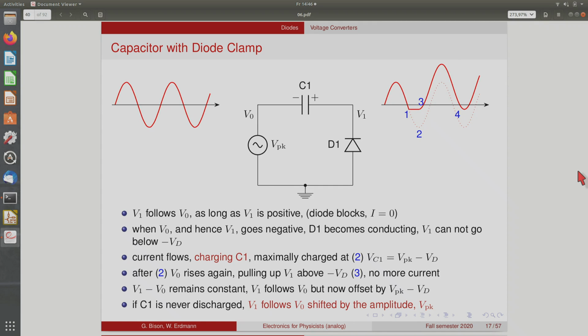So you charge it while it's negative, and then you lift it up, okay, without current flowing through the capacitor. This is sometimes also called the principle of the flying capacitor. So you charge it in one position, and then you disconnect it, which is here done by the diode, and then reconnect it in another way, and then you have the same voltage difference, but at another potential. Does that make sense? So this is the fundamental principle behind all these voltage converters. Okay.